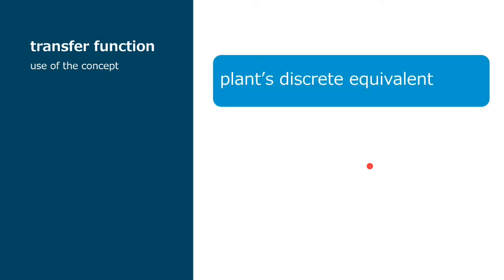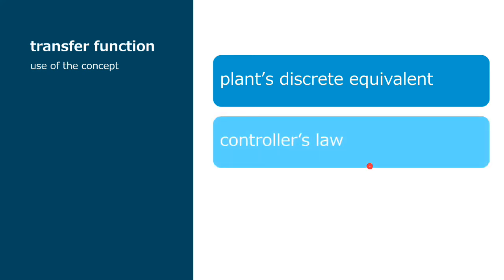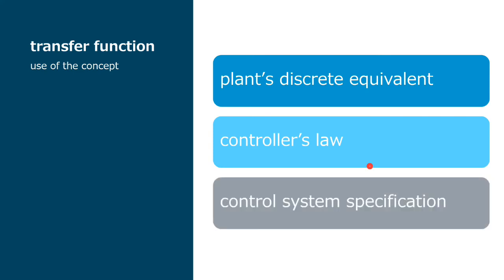So this concept of transfer function, we will use it in several places. The first, of course, is to describe the plant from the computer's perspective, so the plant's discrete equivalent. Second, while we are developing our controller, we will want to get to a transfer function. So the control law will be described by a transfer function. And third, when we describe our objective, we will use the concept of transfer function for specifying the result, so to specify the objective of the control system.